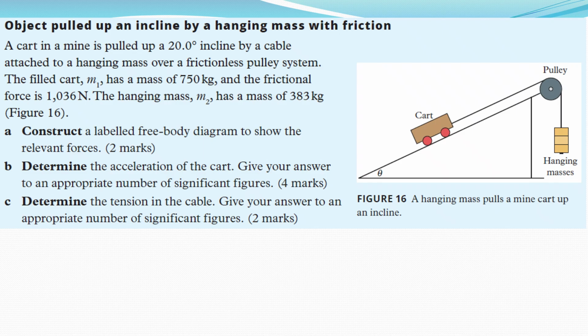A minecart is pulled up a 20-degree incline by a cable attached to a hanging mass. So we've got this time 750 kilos, and we have a frictional force going back down the slope of 1,036 newtons. So we have this force of friction here, which is that guy. Same deal. Free body diagram, calculate the acceleration of the cart and the tension in the cable. It's effectively the same thing we did before. We've just got to add that friction onto the scenario that we're talking about. See if you can have a think about that one before you go on to the next slide.